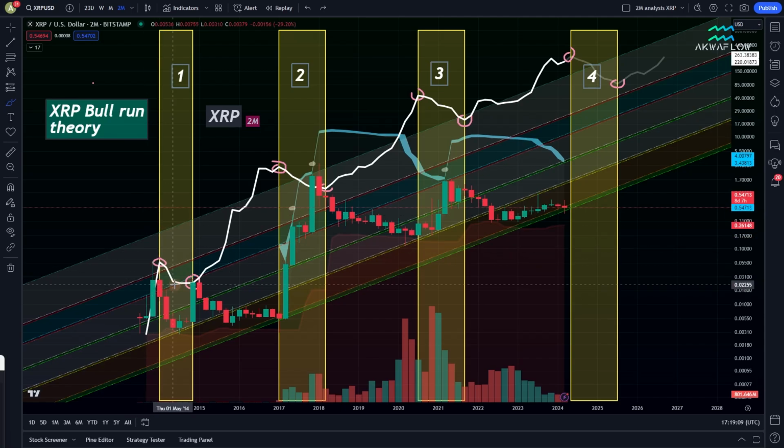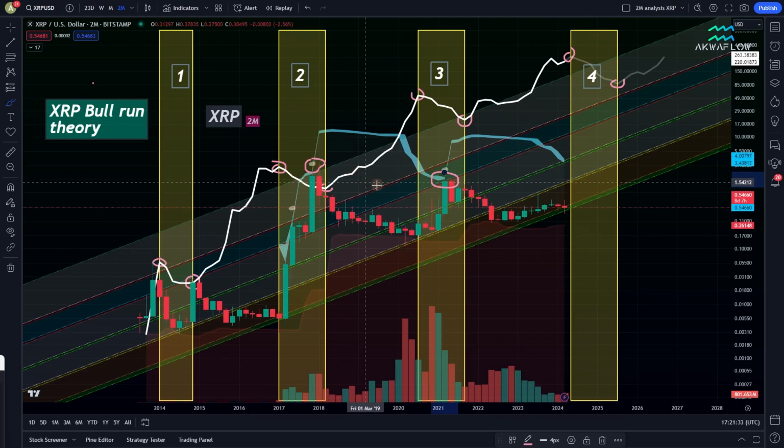And what can we see? We see that every time that we were inside a yellow box, XRP topped. Here, as you can see, it was a major top for XRP, and we were inside the first box. It was right at the end of the box, but it was still in the box. Then we have the second box and the all-time high of XRP. We have also the third box, and as you can see, we reached a local top. And this is the reason why I expect XRP to reach a major top in this fourth phase.